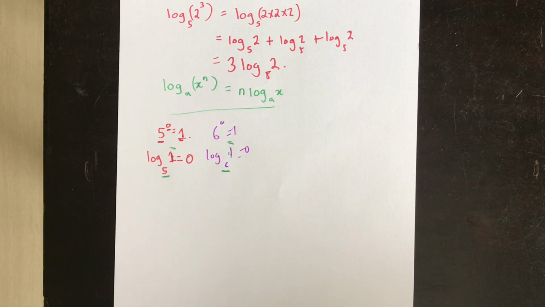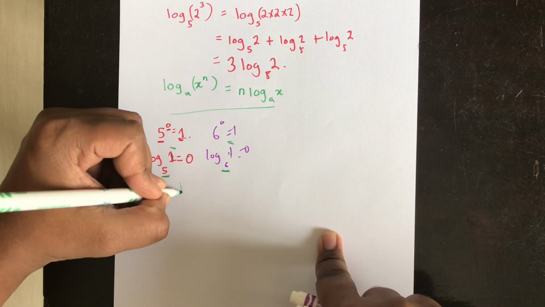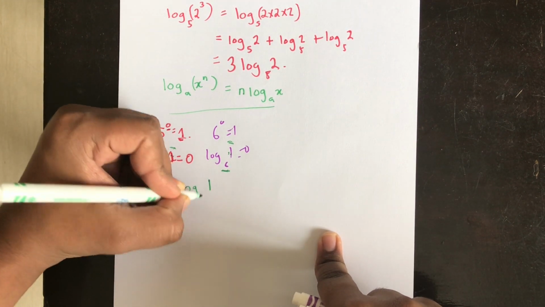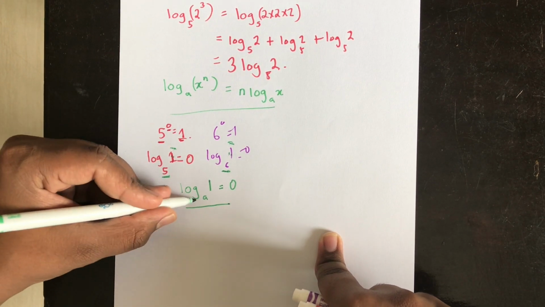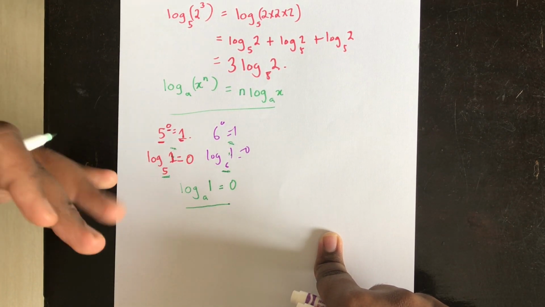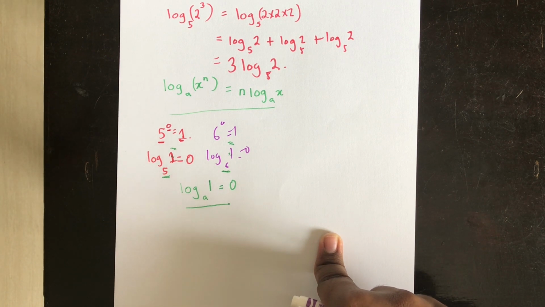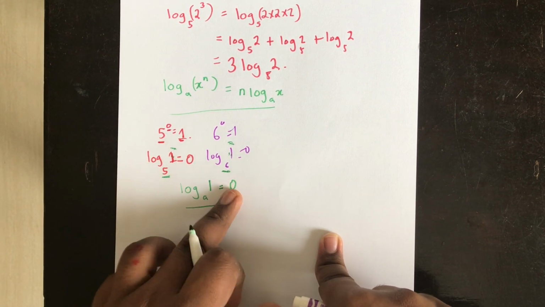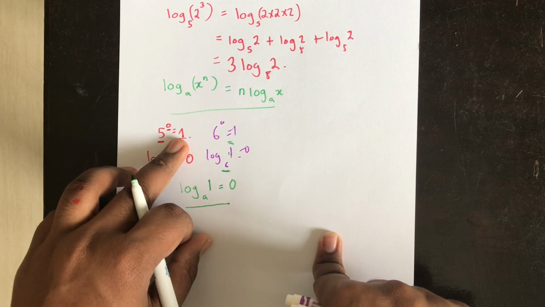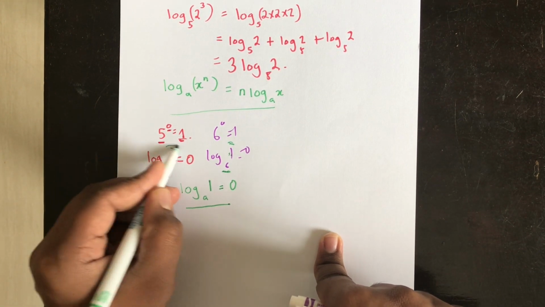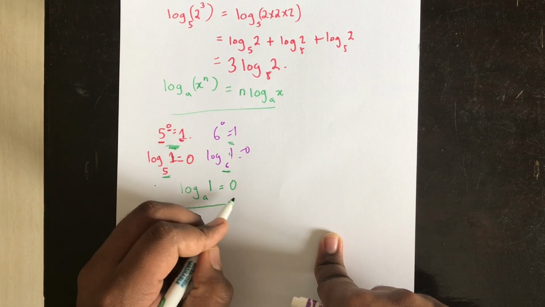So from this we can get a formula. Log 1 base a is always going to be equal to 0, where a can be anything. A can be 1, 2, 50, 90, 100, it can be anything. But log 1 base a will always be equal to 0, because any number to the power of 0 is equal to 1. I've just converted this into log form to generate this rule.